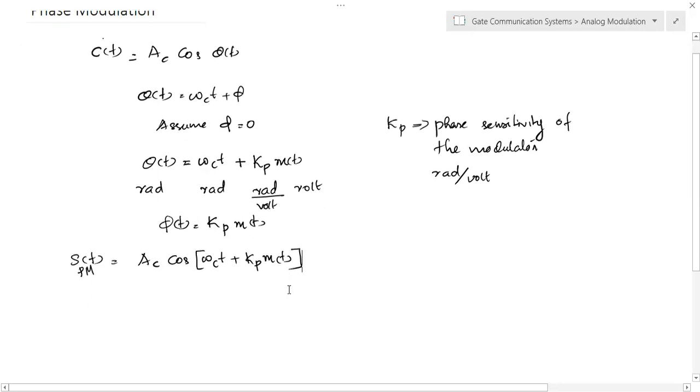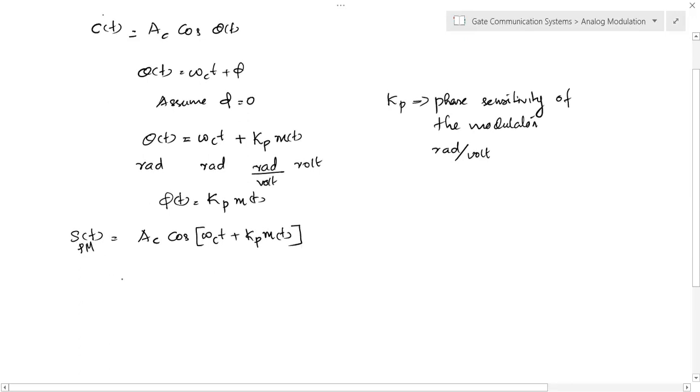Now we can consider a special case, that is, your message signal m of t is a single tone signal, that is simply a sine or cosine waveform. So we can write m of t equal to Am cos 2 pi fm t. That is your message signal as a single tone signal. So this is known as single tone modulation. So we'll consider a special case.